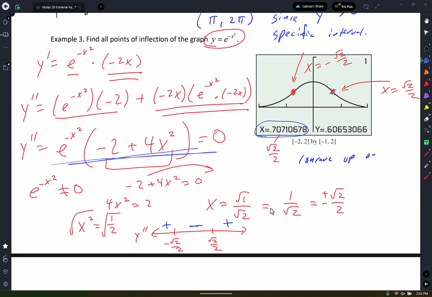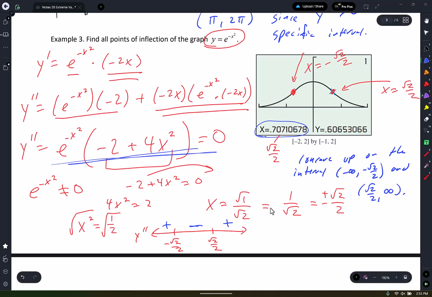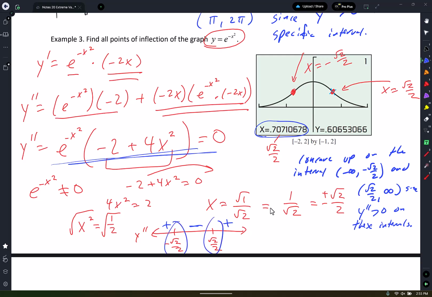Concave up on the interval negative infinity to negative square root of 2 over 2, and square root of 2 over 2 to infinity. Since y prime prime is positive on these intervals. Oh, they didn't want that. They just wanted points of inflection. Dang it. That's fine. Point of inflection, point of inflection.